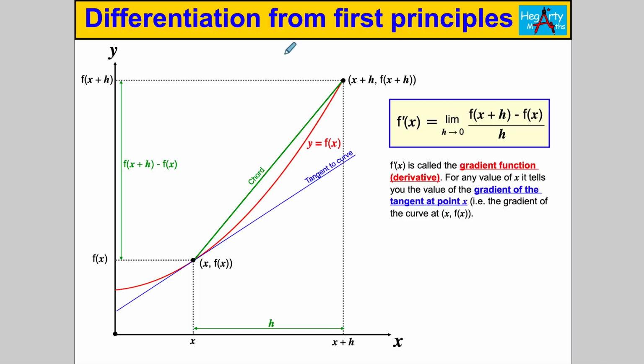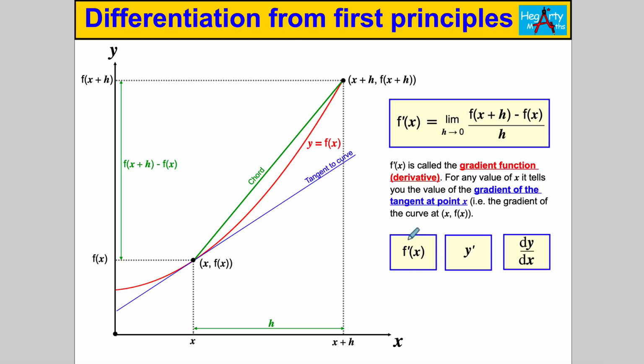And it's so useful because if we can work it out, what it will give us is, for any x value we want, the value of the gradient of the tangent at the point x, i.e. the gradient of the curve at x, which is fantastic. Unfortunately, it's got some slightly different notation associated with it.